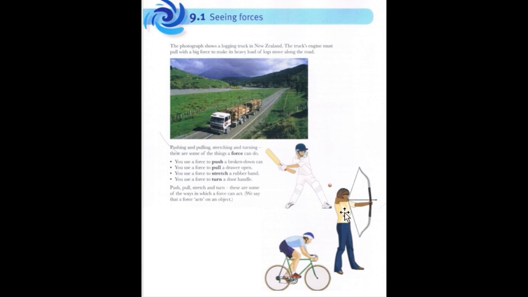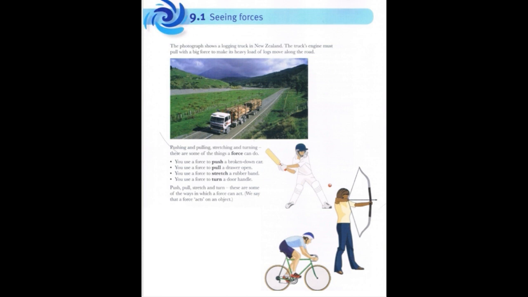Or the girl, if you want to release the arrow, students, of course you have to stretch the rope of this thing. Okay, and then after that, if you release the arrow, the arrow will move. Another one, there is a boy riding a bicycle. If you want to make the bicycle move, of course you have to push the pedals like this. Do you understand, students?